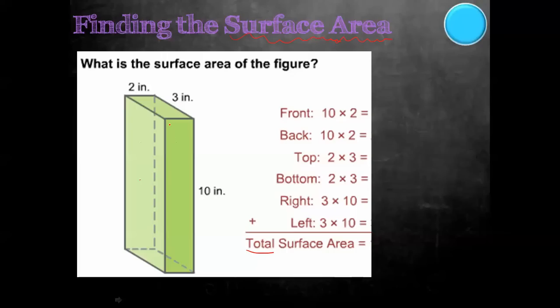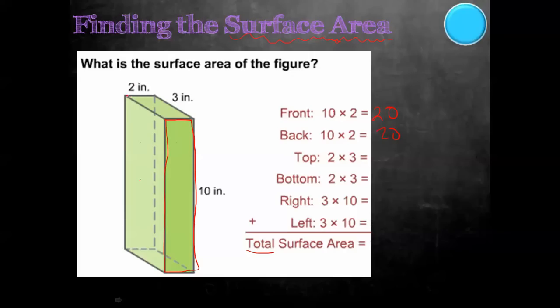The front then, we're looking at it from this perspective, so our front is going to be this rectangle right here. Our length is going to be 10, and our width right here is going to be 2. So we have 10 times 2, which is 20. The back is the exact same: 10 times 2, which is 20.